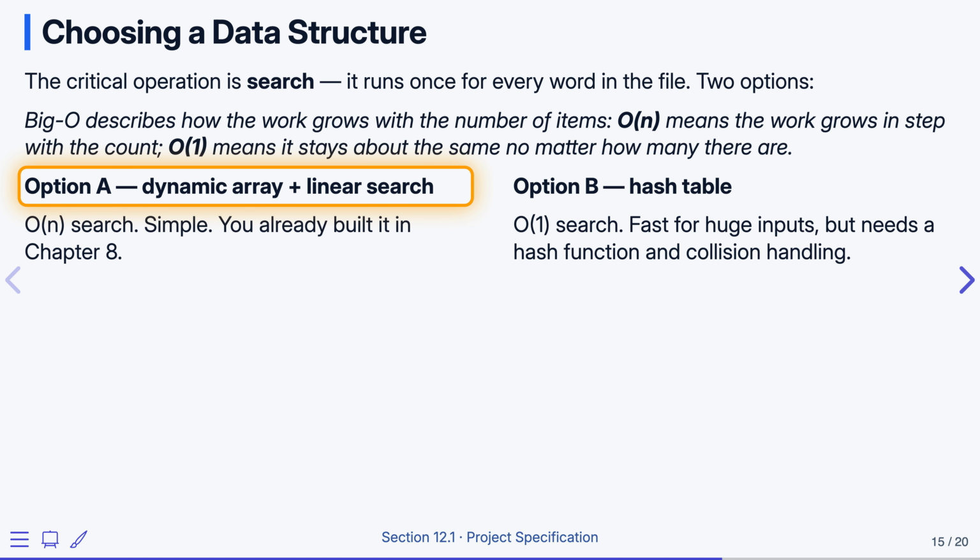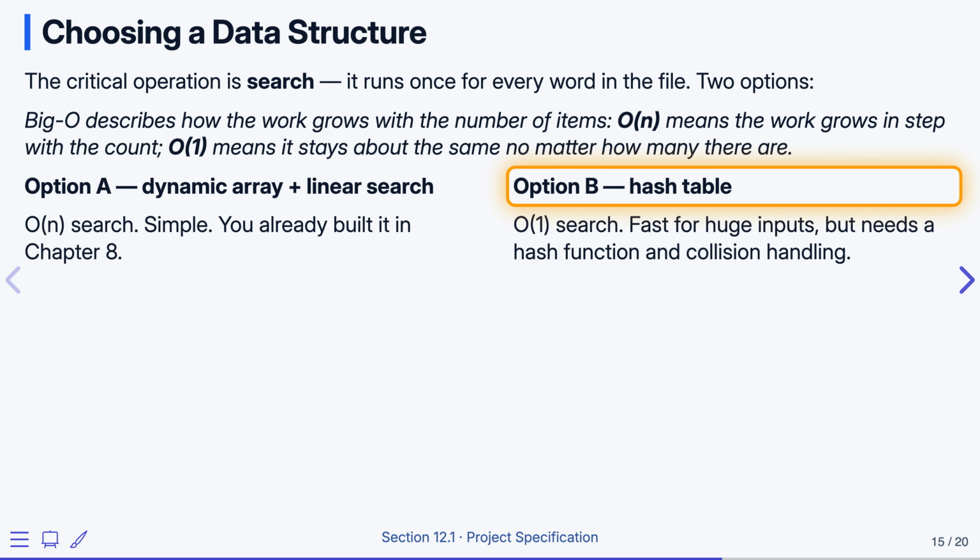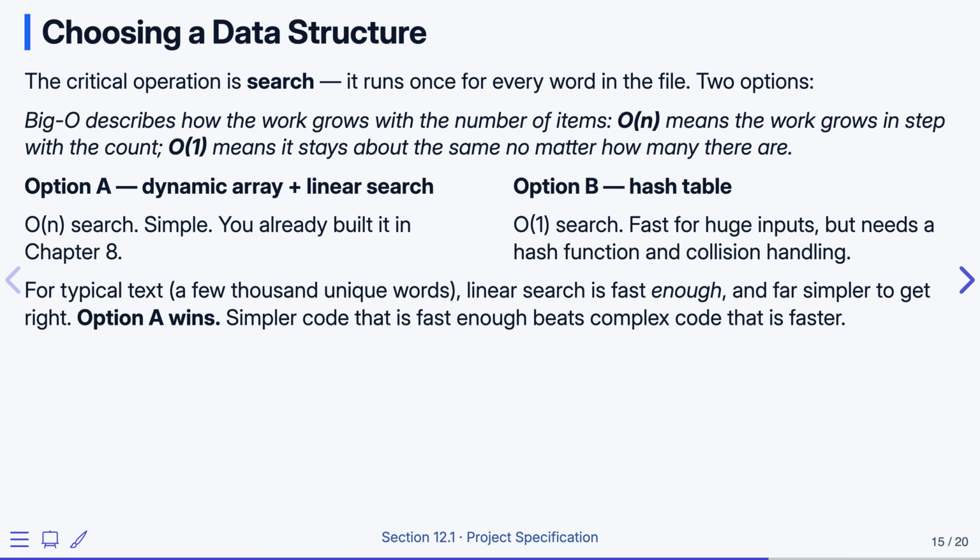Option A is a dynamic array with linear search. Its search is order n. It is simple, and you already built dynamic arrays in Chapter 8. Option B is a hash table. Its search is order 1, faster for huge inputs, but it needs a hash function and collision handling, which are hard to get right. So which wins? For typical text, a few thousand unique words, linear search is fast enough and far simpler to get correct. Option A wins. Simpler code that is fast enough beats complex code that is faster.